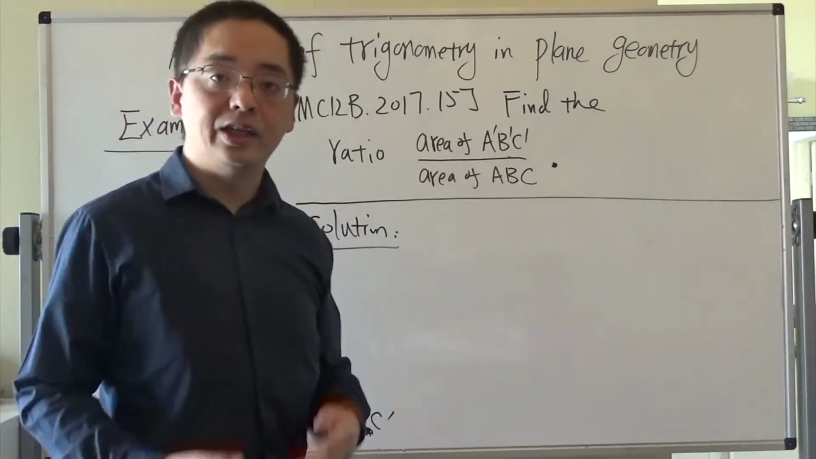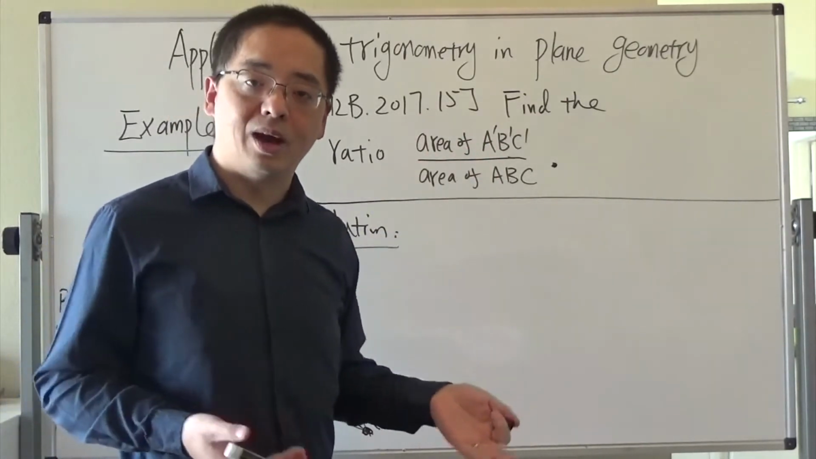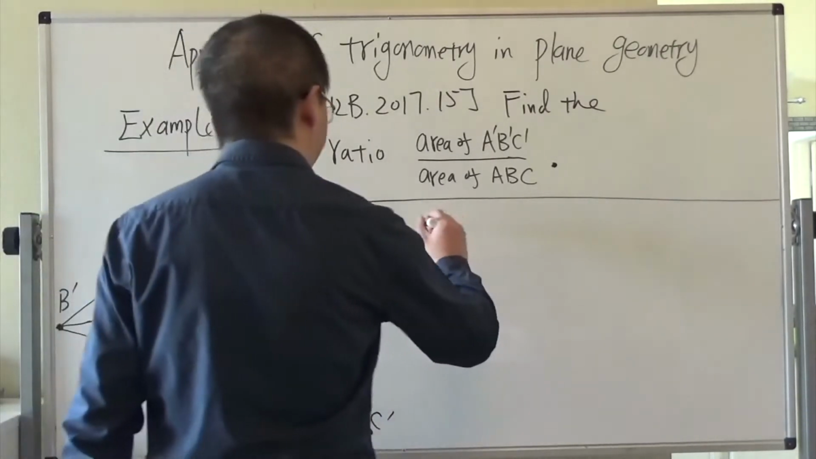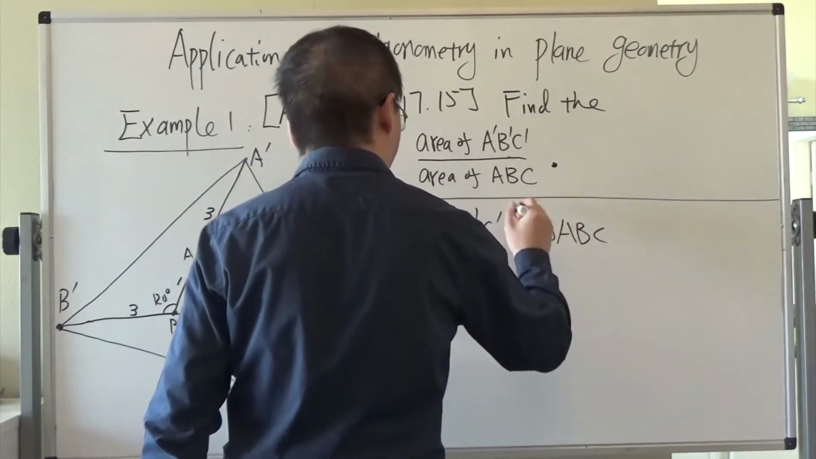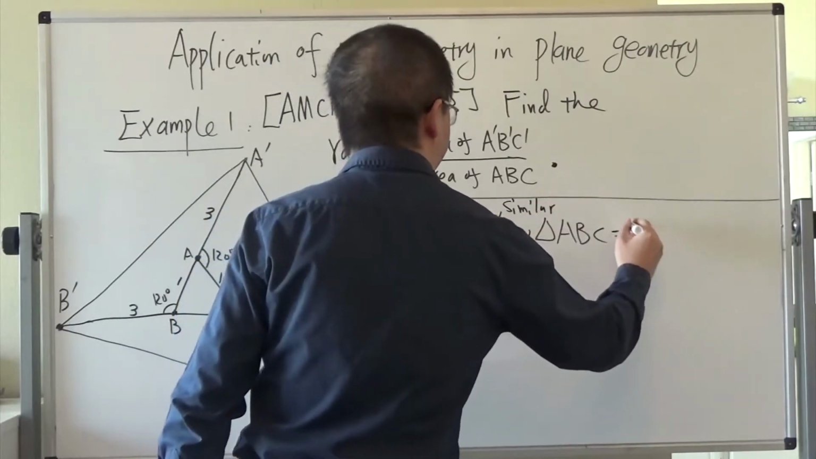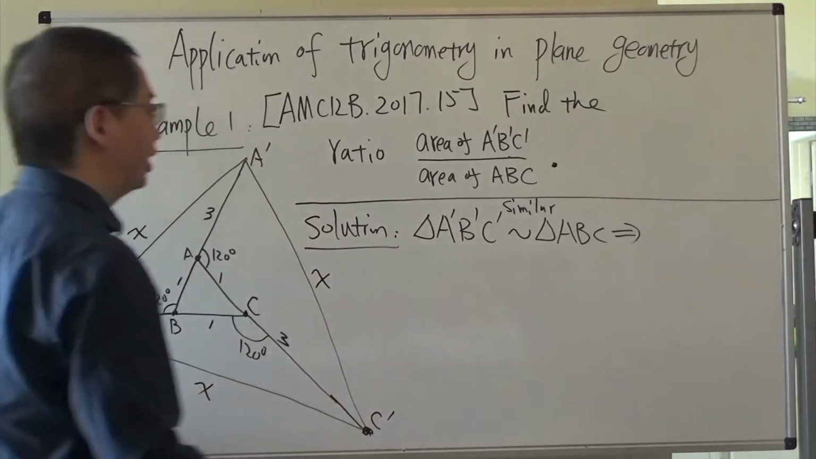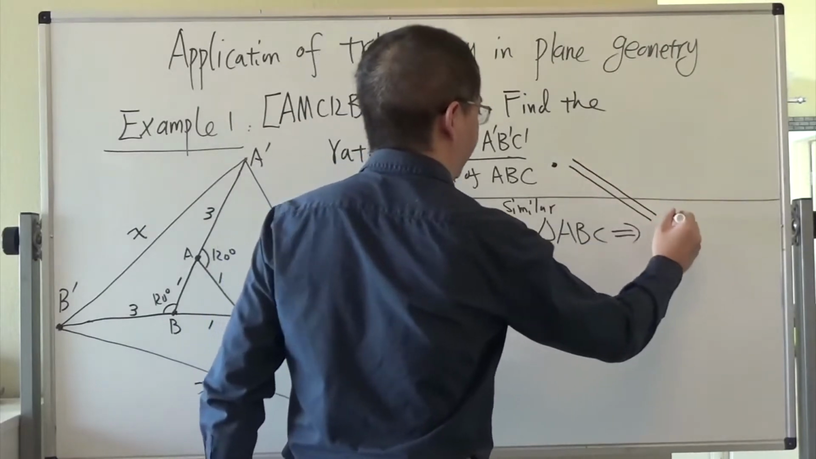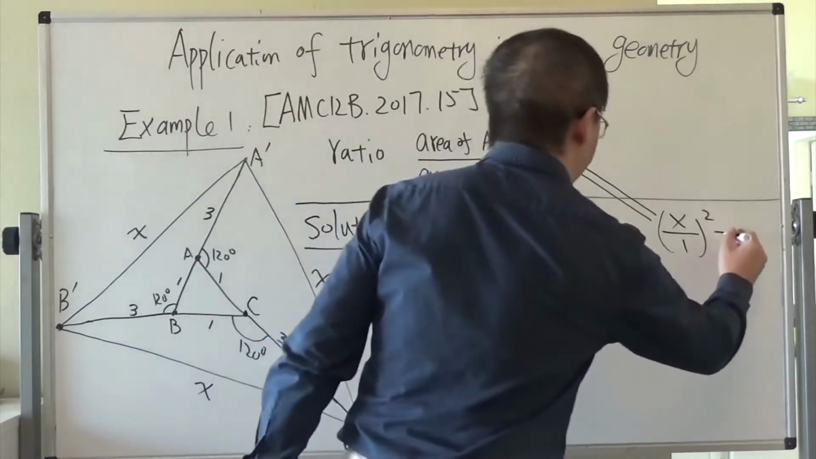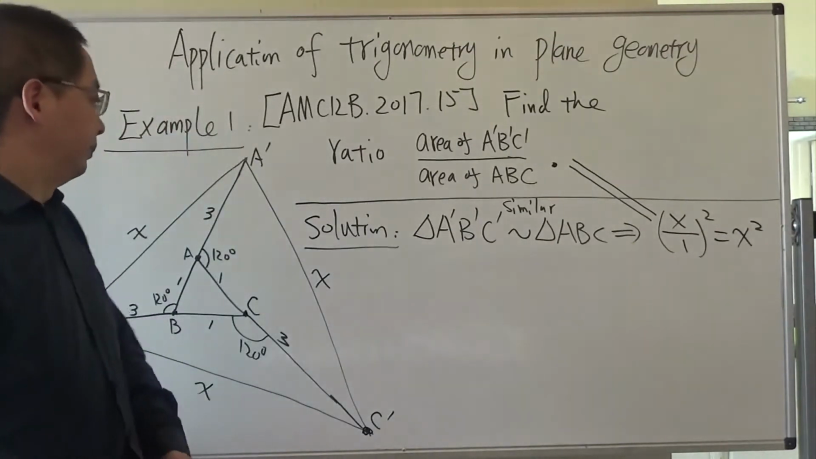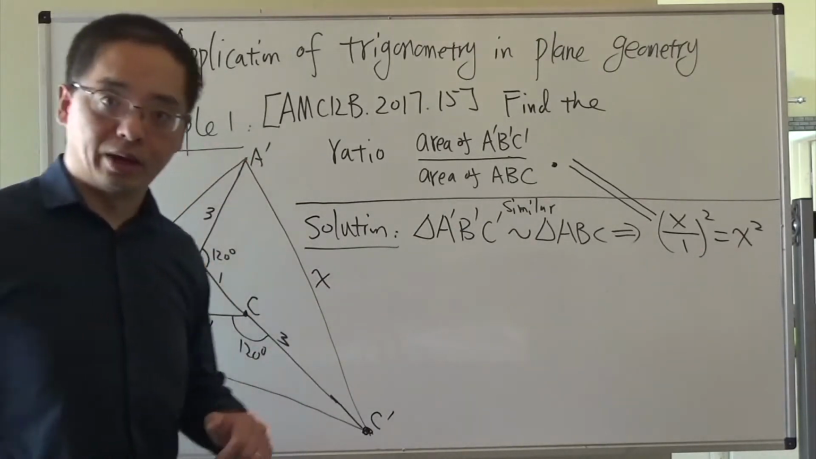Because both of them are equilateral triangles, they are similar, therefore the ratio between their areas is just the square of the ratio between their side lengths. We have triangle A prime B prime C prime is similar to triangle ABC. This symbol just means similar. And then this implies if I put the side length of this as x, then the ratio between the areas equals the square of the ratio of their side lengths, which is x squared. Accordingly, in order to find the ratio, we just need to find the square of the side length of this big equilateral triangle.